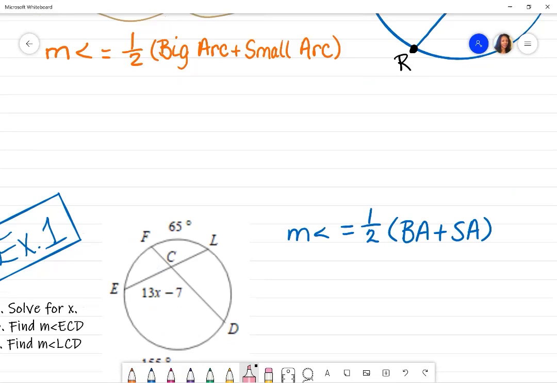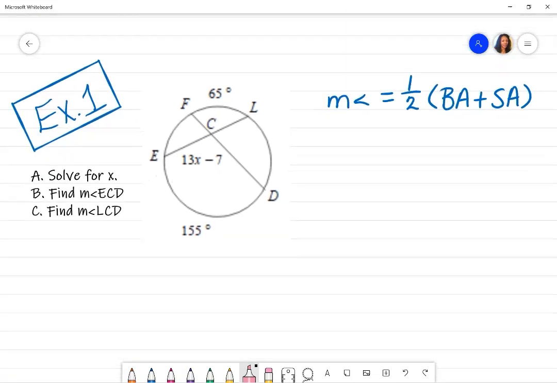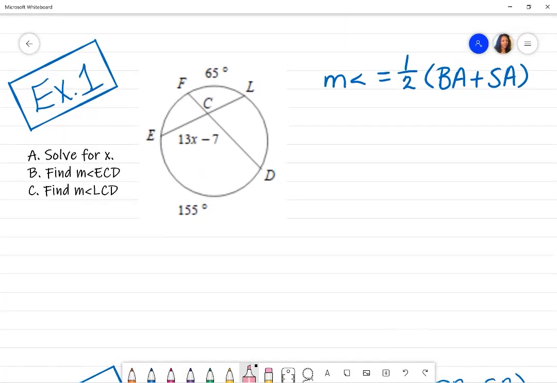So let's just dig into the examples that we have here. I'm still using this formula because I have interior angles. So I'm looking at what's given, and I see an angle here, which I know is going to be attached to the vertical angle, and that's the arc, and that's the arc. What I know is that the measure of the angle is 13x minus 7, and it's set equal to 1/2, which is part of the formula.